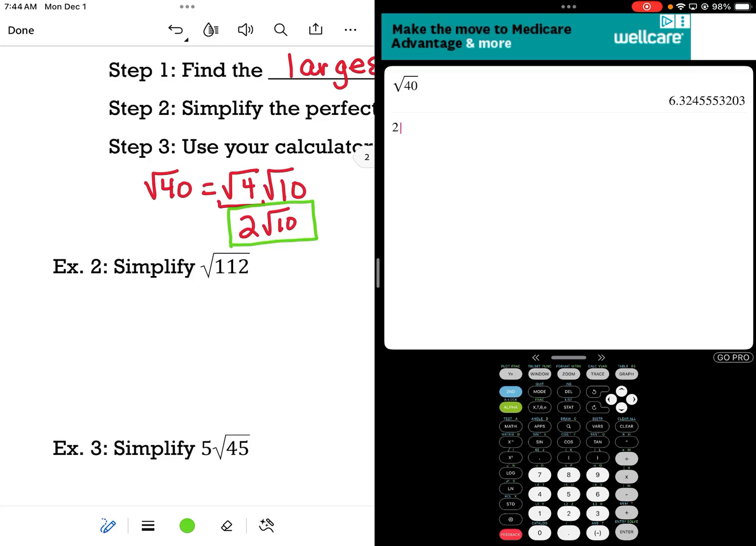And then do 2 square root of 40 and see if they, or square root of 10, see if they equal the same. And they do. So remember, simplified versions are the same exact decimal answer, but different radicals, a simplified version. So these are the exact same. 2 square roots of 10 is our simplified version.